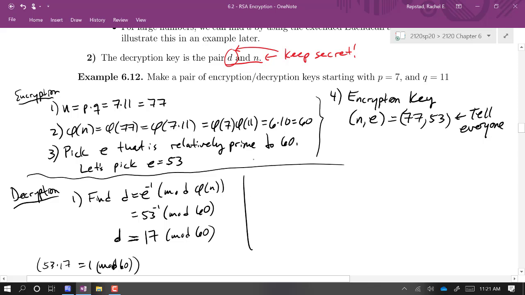So the decryption key, which we keep secret, is the pair of values N and D, which is 77, 17.